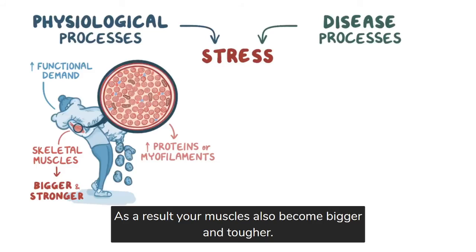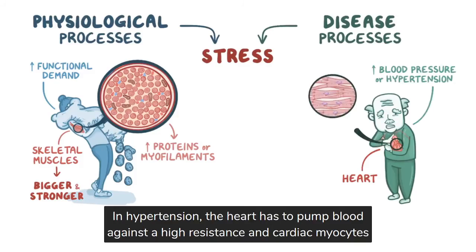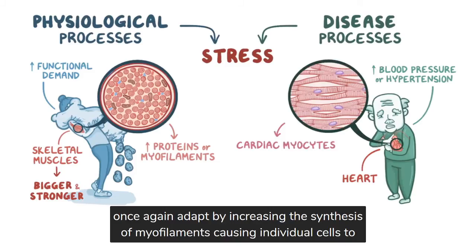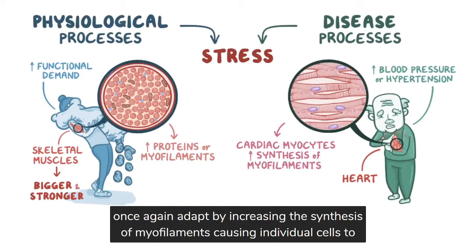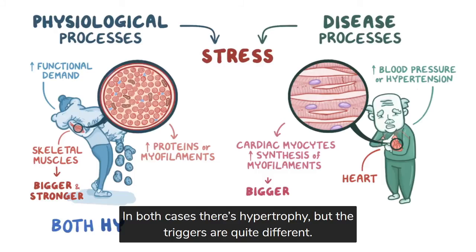An example of pathologic hypertrophy is when the heart undergoes hypertrophy to deal with high blood pressures or hypertension. In hypertension, the heart has to pump blood against a high resistance, and cardiac myocytes once again adapt by increasing the synthesis of myofilaments and cause individual cells to get bigger. In both cases, there's hypertrophy, but the triggers are quite different.